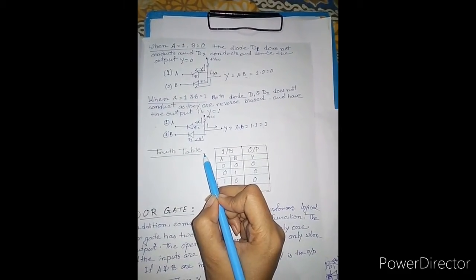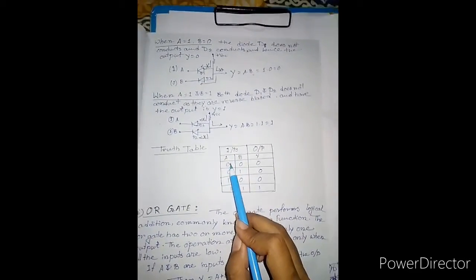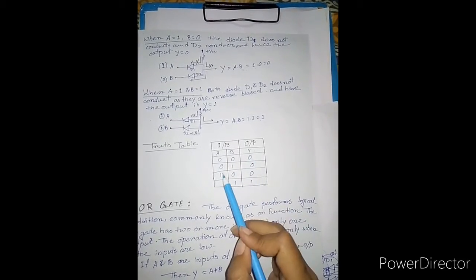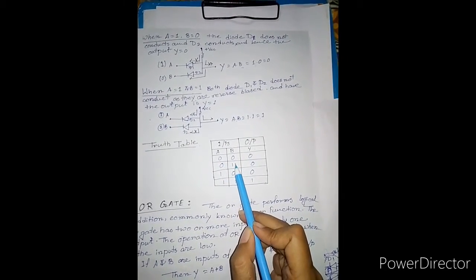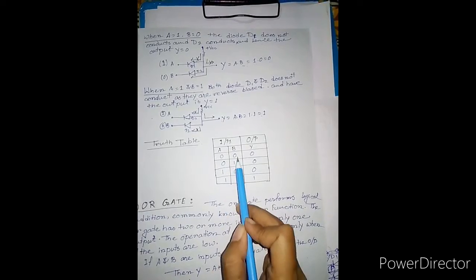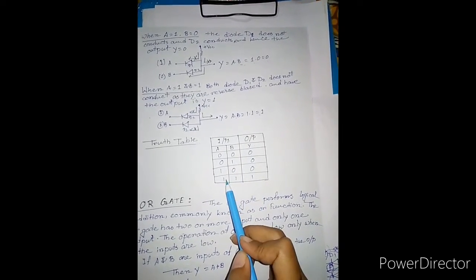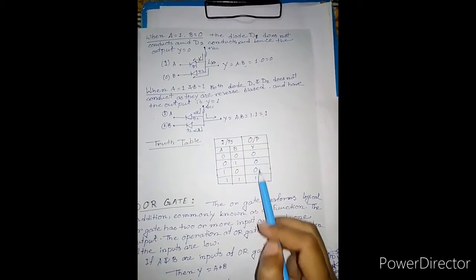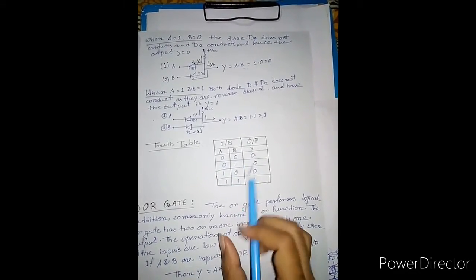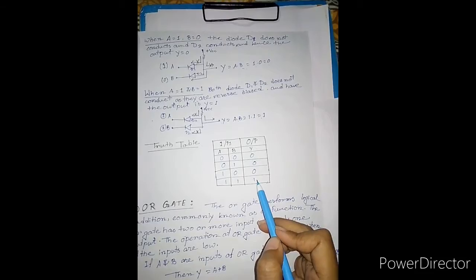Truth table for the AND gate: inputs A, B and output Y. When both inputs are 0, the output is 0. When one input is 1 and the other is 0, then we get Y equal to 0. When A is 1 and B is 0, we get 0. When both inputs are high, we get a high output. That means when A is 1 and B is 1, then we get Y equal to 1.